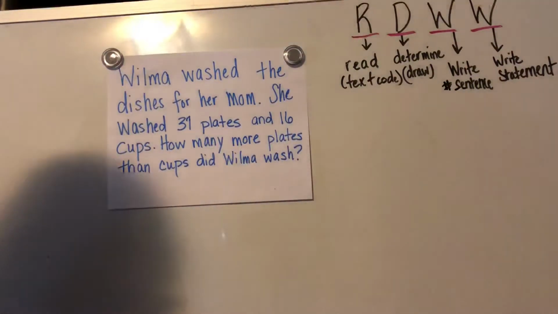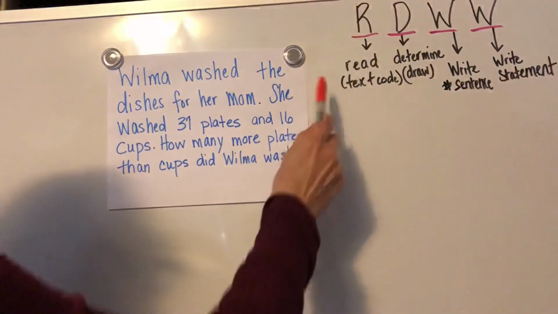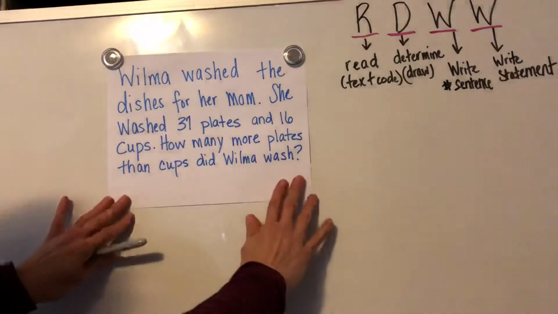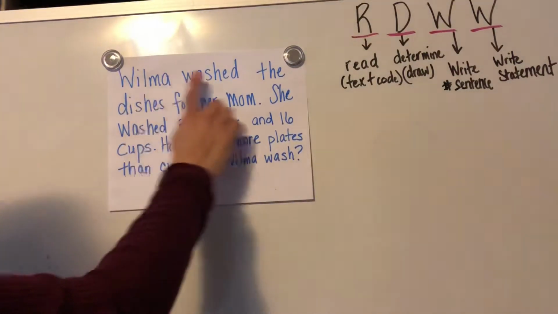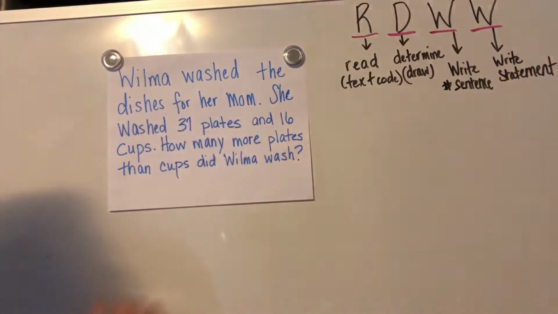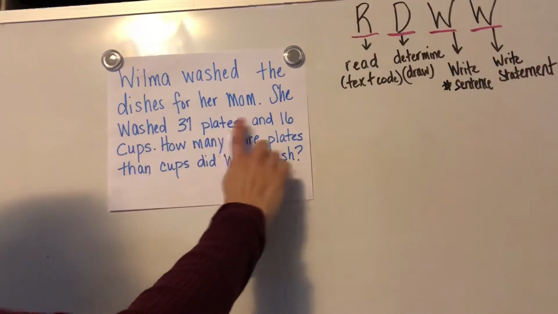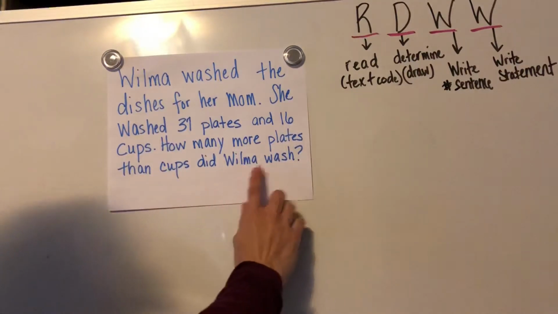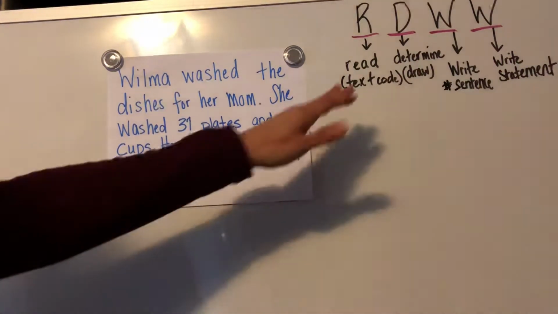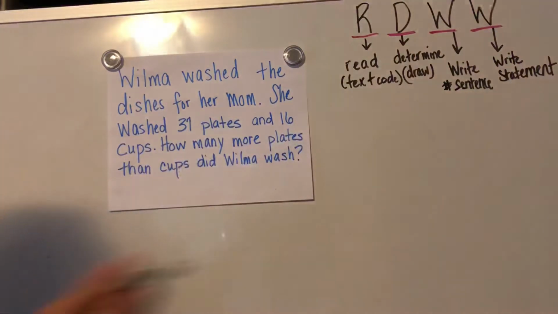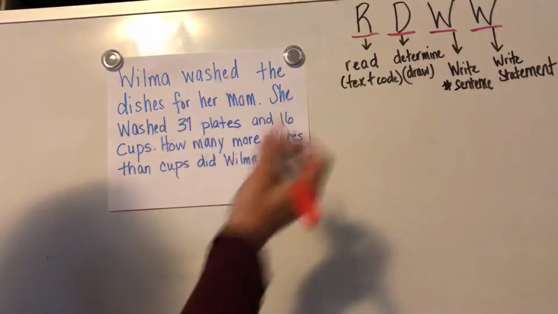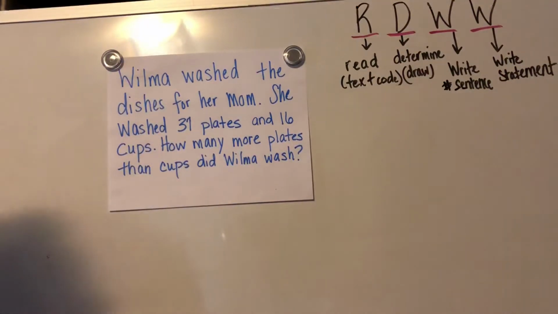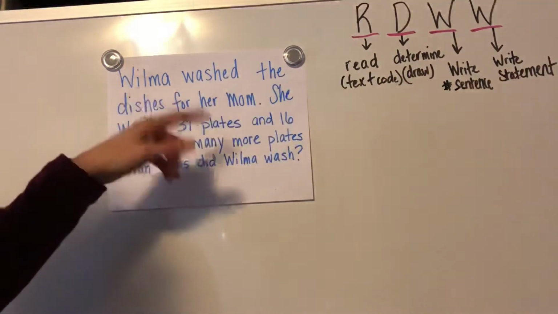The first thing I'm going to do is read my problem, and then I'm going to text code it for understanding. Wilma washed the dishes for her mom. She washed 37 plates and 16 cups. How many more plates than cups did Wilma wash? So I read my problem. Now I'm going to text code it. Text coding is simply highlighting the important parts out of that word problem that I need to be able to solve it.